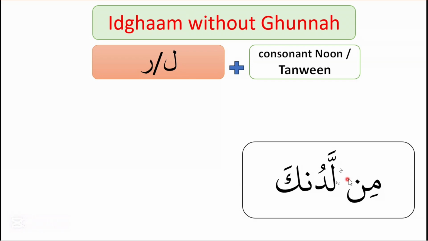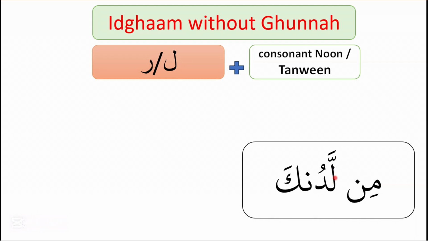What you will do, just delete the letter noon. Don't pronounce the letter noon. Make silent the letter noon and pronounce all the other letters. That's all. So here, if you find these two words in any normal book, you will read min ladunka. Min ladunka. But in the Holy Quran, we need to apply the rules of the reading, the recitation, the tajweed. So here you need to apply this rule. What you will do, cancel the letter noon, pronounce the other letters.